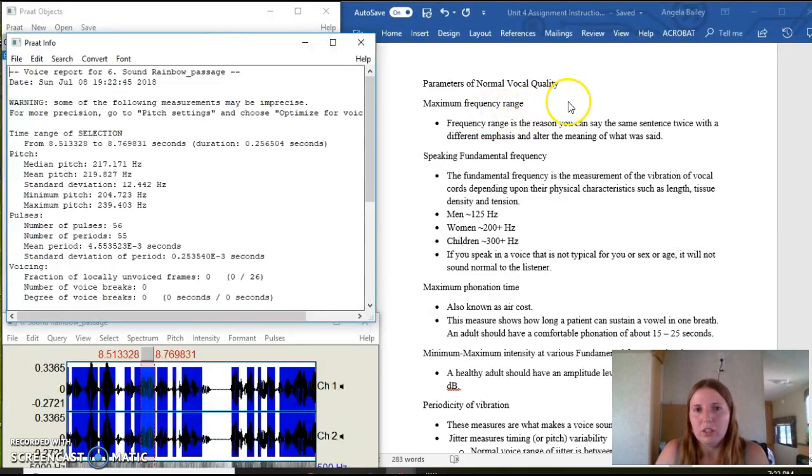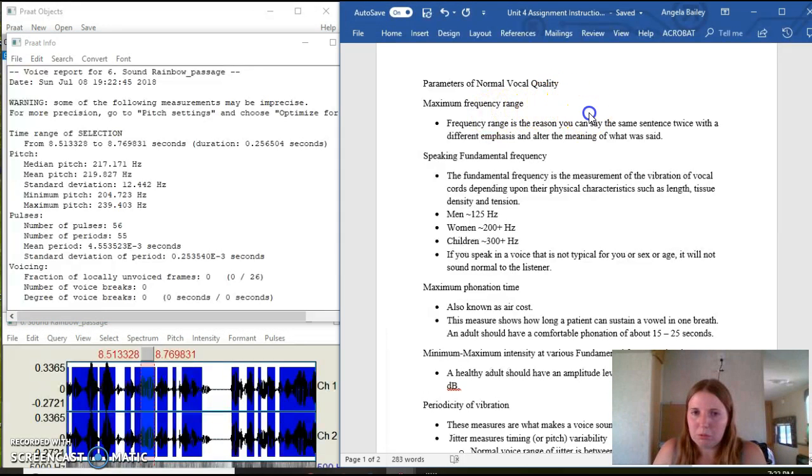So the maximum frequency range, this is what makes you not sound monotoned or monotonous. If you have a good frequency range, then you'll be interesting to listen to, as well as you should be able to put different emphasis on different words to make them mean different things.